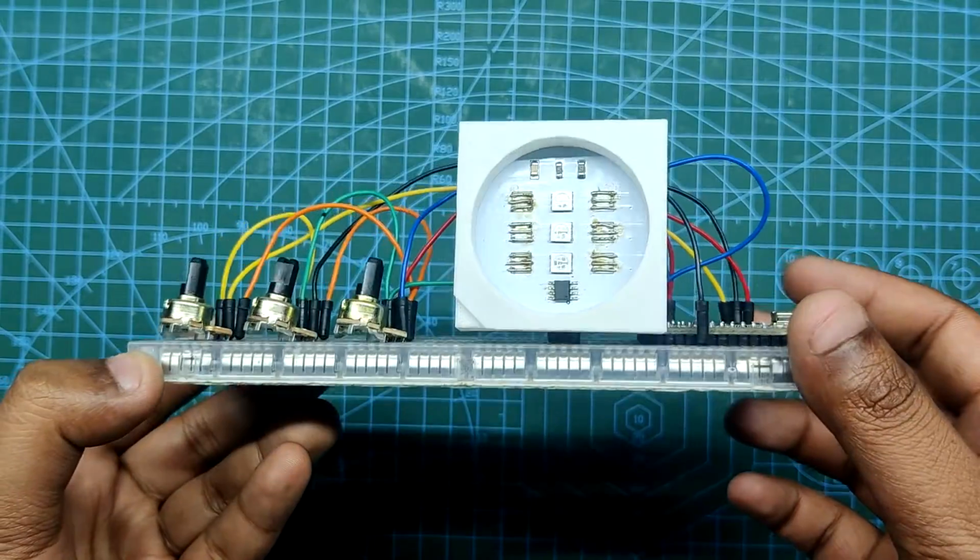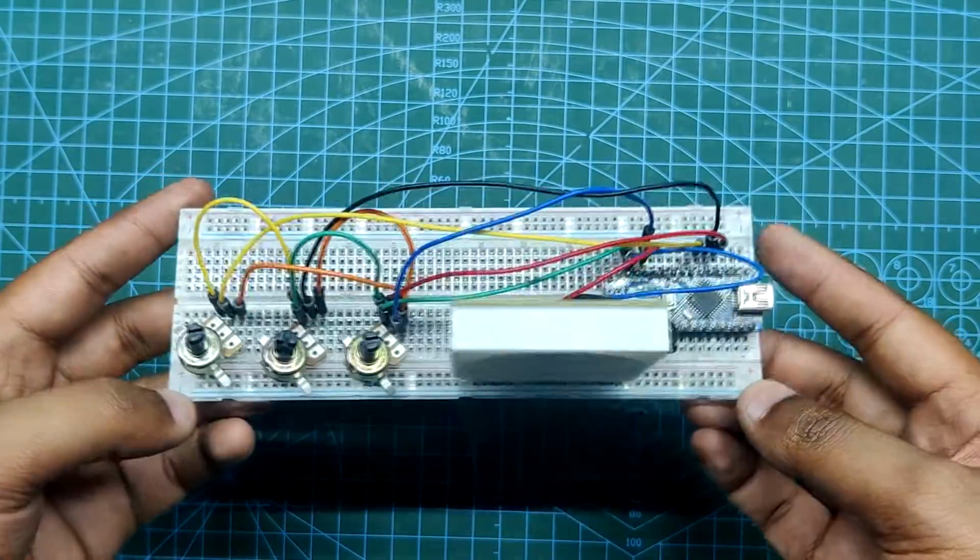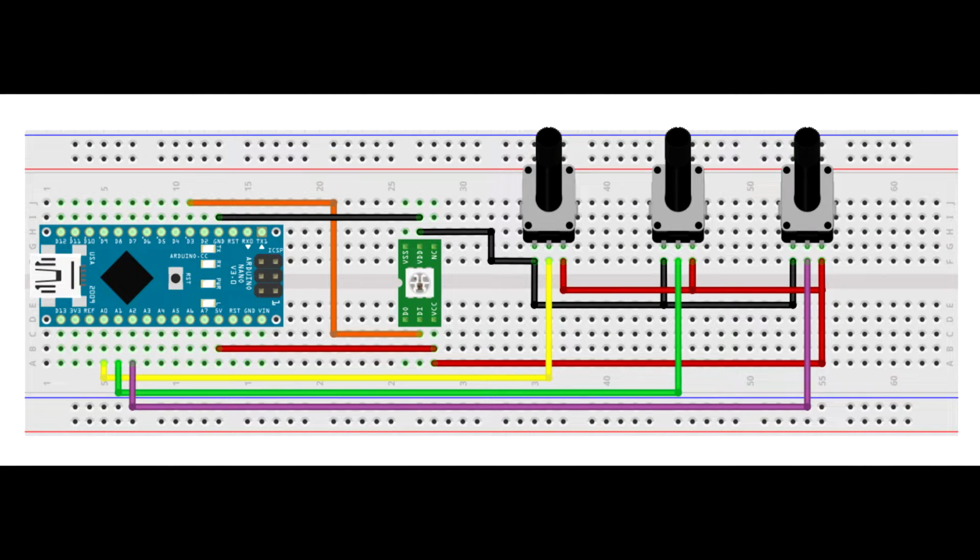I connected 3 potentiometers with Arduino Nano by wiring their VCC and ground to the 5V and ground of Arduino. I then connected the middle pin of each potentiometer to A0, A1 and A2. LED is connected with D3.